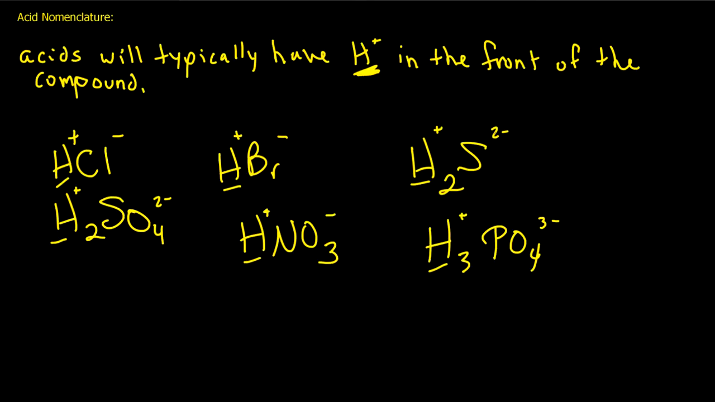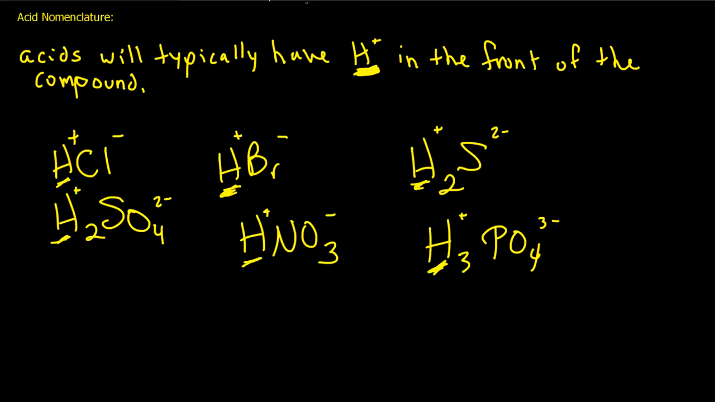To identify an acid, you'll typically see in front of the compound a hydrogen ion, or an H, in the front, followed by a negative anion. So you'll see a hydrogen in front of a chlorine, a hydrogen in front of a bromine, H in front of an S, H in front of an H2SO4, but typically you'll see an H in the front of a compound. There are a few exceptions, but for the most part you'll see that H in the front, followed by a couple other elements.